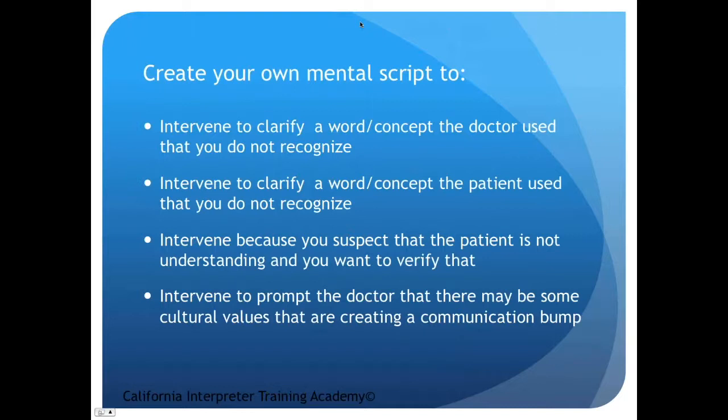Another type of script would be when we want to intervene to prompt the doctor that there might be some cultural values that are creating a communication bump. For example, we might detect that the patient is seeming very distressed if the provider is discussing end-of-life issues with a relative, or with informed consent when the provider is describing in great detail all the possible risks, including death, that might occur as a result of a procedure. These are all scenarios where, if we have a mental script ahead of time, we will be in a much better position to do a brief, smooth, professional intervention without getting off track.